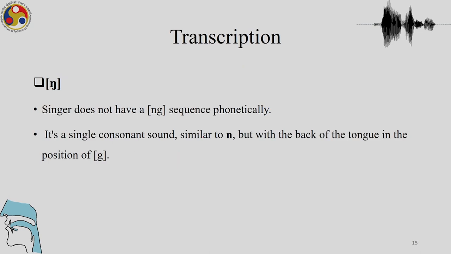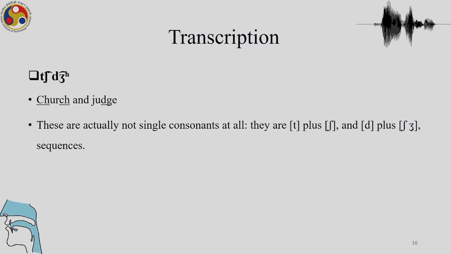So ng, as in singer, does not have an n-g sequence phonetically. It is a single consonant sound, similar to n, but with the back of the tongue in the position of g. So we would represent singer like this because this is the consonant used there.